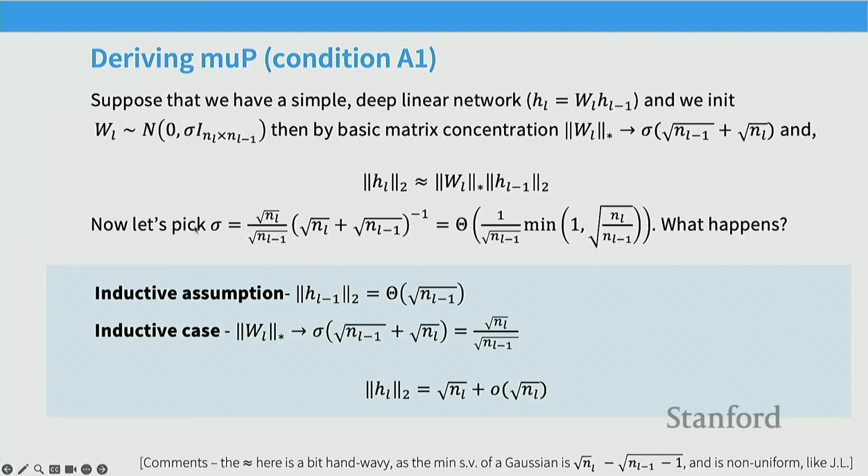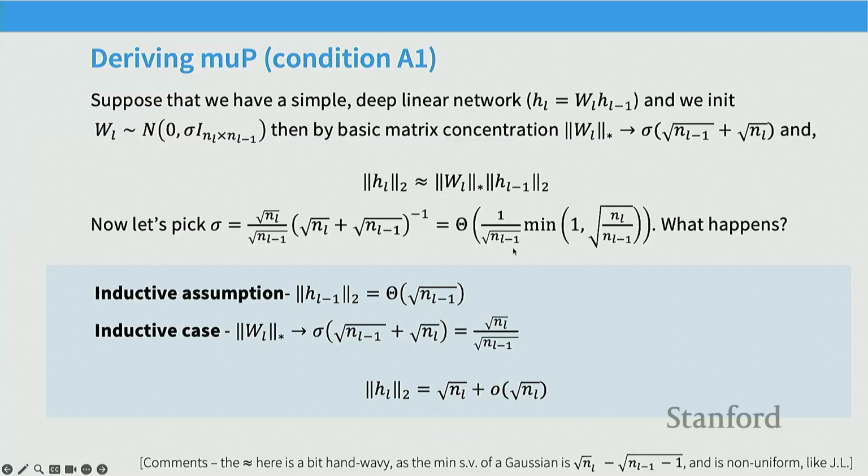Now I'm going to pick a particular choice of sigma, which is going to be square root of n_l over square root of n_{l-1} times this object. You can simply think of it as this right-hand side thing. This is the exact form, and this is the more asymptotic form. But really, it's just 1 over the square root of the fan-in of your layer times the minimum of 1 and the aspect ratio of your model. In case your fan-in is much larger than your fan-out, then this kicks in. Okay, so let's say that I pick this sigma, roughly 1 over the square root of my fan-in.